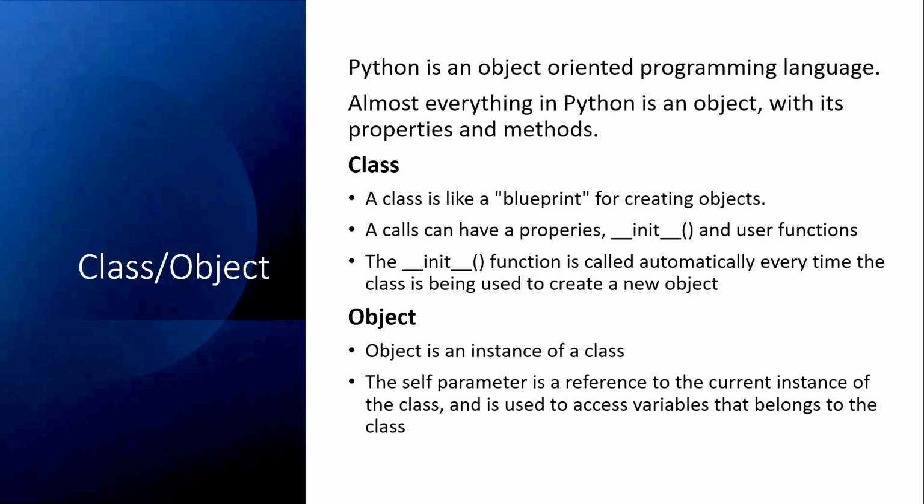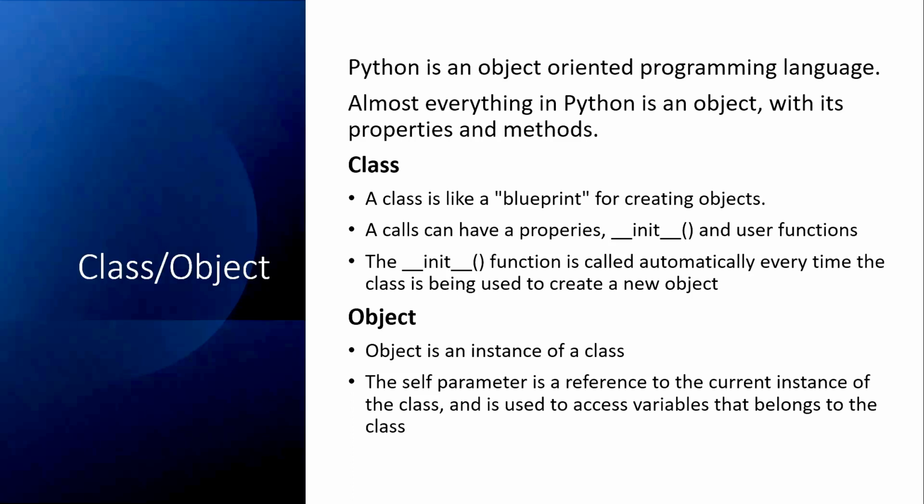A class can have an init function, which is the same as the constructor in Java, and it can have user-defined functions as well inside a class. Now this init function is called automatically every time you instantiate a new object. Also, a class can have properties inside it.